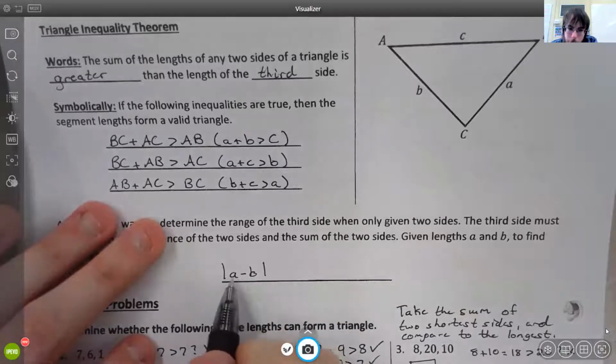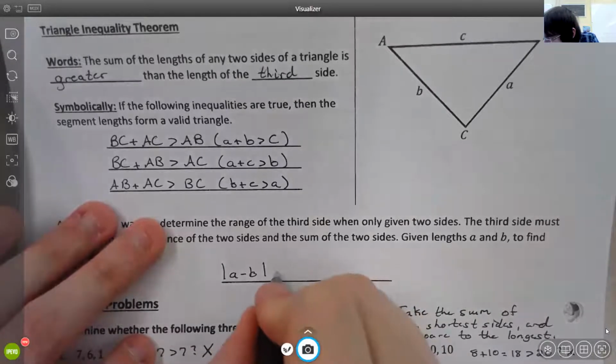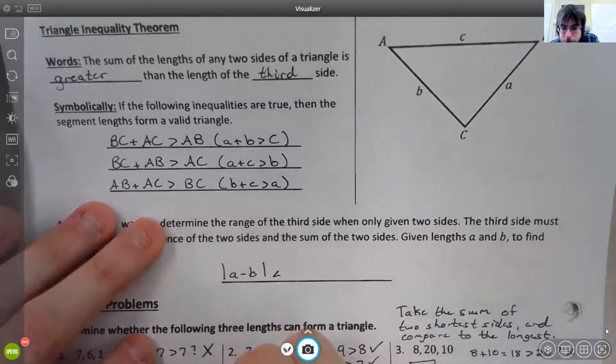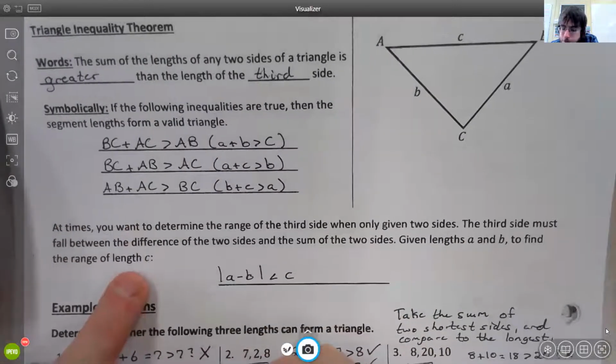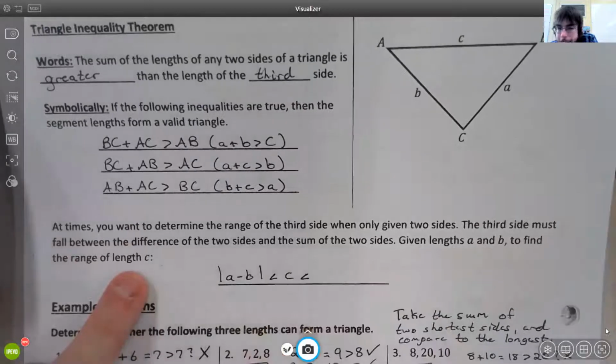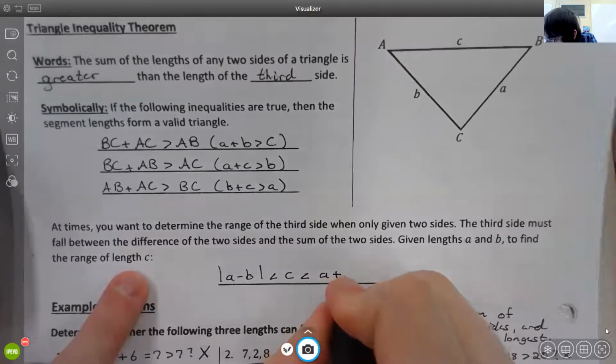So this is your lower bound because you're doing the difference. And then you'll write less than. And then in this case, C, but sometimes we use X. And then less than. And then A plus B.